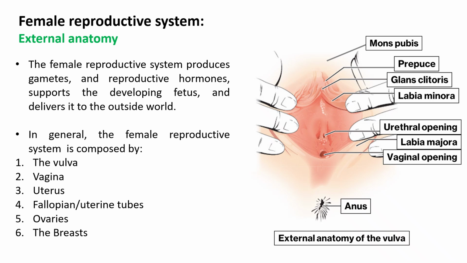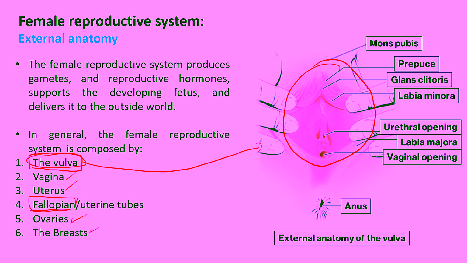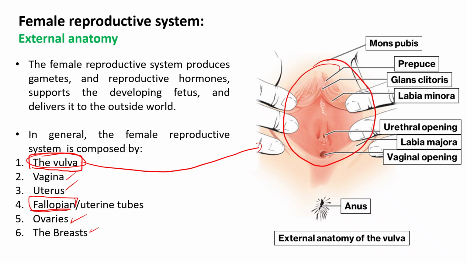So in general, the female reproductive system is composed of the vulva, vagina, uterus, fallopian tubes, which are also known as uterine tubes. Most people know them as fallopian tubes, two ovaries, and the breast. Now, important here to start is to understand what the vulva is. So the vulva is basically the external genitalia, the things that we can see externally. So the vulva contains everything that we can see here.